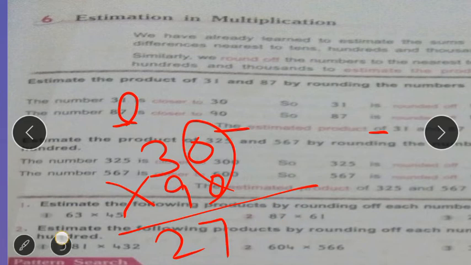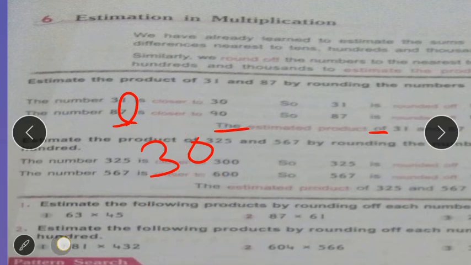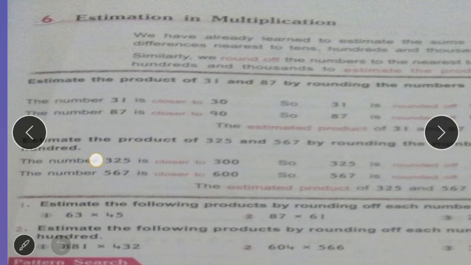Now look at the second question. Estimate the product of 325 and 565 by rounding the numbers to the nearest 100. Along with this you can open your book also to read the questions. So you have to round off to the nearest 100.